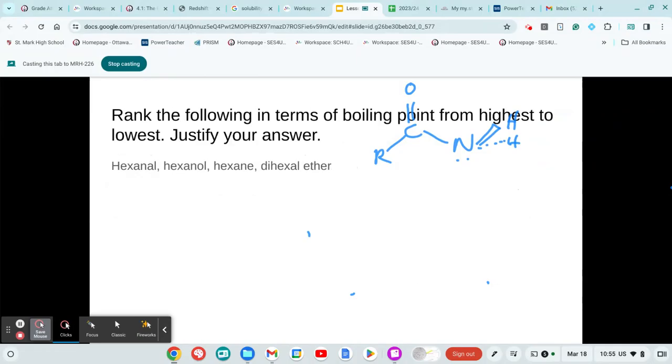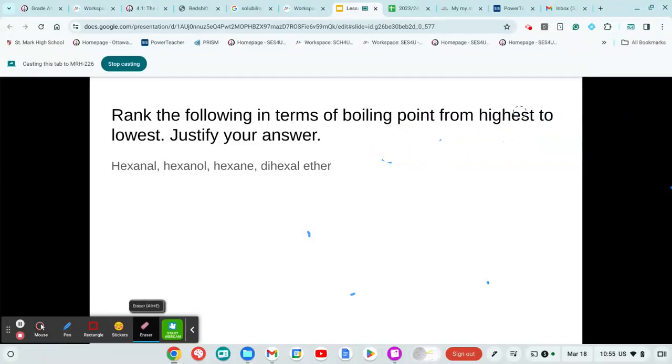Okay, take a minute, draw these, and try answering. Rank the following in terms of boiling point from highest to lowest. I've got hexanal, hexanol, hexane, and dihexyl ether. Oh, minor typo. Actually kind of a major typo. This should be YL, not AL, so that helps.